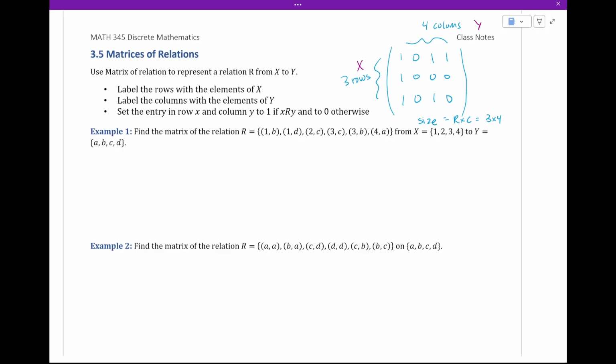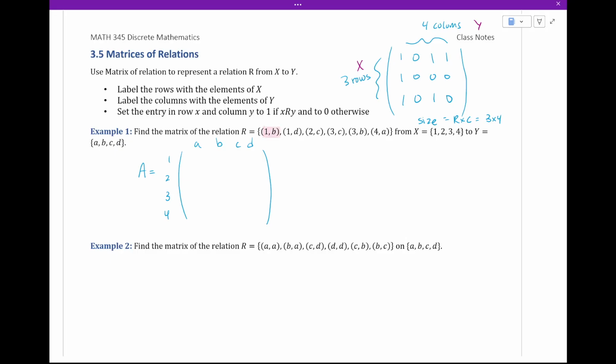So let's look at the matrix of relation for R, where R is 1B, 1D, 2C, 3C, 3B, 4A, where X goes from 1 to 4 and Y goes from A to D. So my matrix, which I'm going to call matrix A, is going to look like this. On here, I'm going to put X, which is 1, 2, 3, 4. And then up here, I'm going to put Y, which is A, B, C, D. So this is going to be a 4 by 4 matrix. There are 16 entries in this matrix.